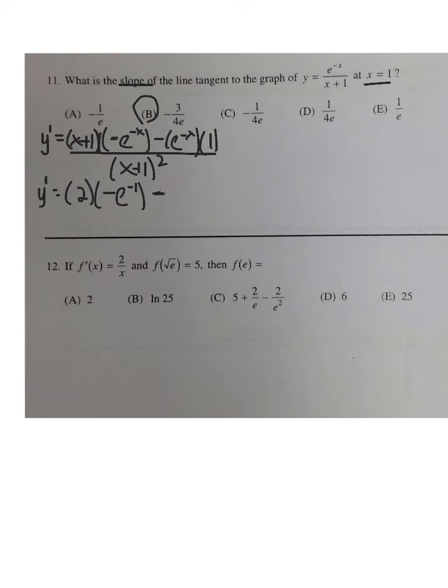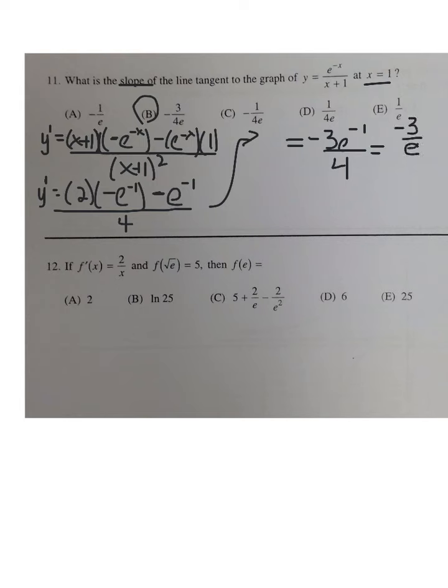And then this is going to be minus e to the negative first power. And all of that is going to be over 1 plus 1 squared, which is going to be 4. Okay, so you should see that this is negative 2e to the negative first, and this is negative 1e to the negative first. Those are like terms. So I'm going to combine those over here. Okay, and I am going to get negative 3e to the negative first power, and that whole thing is over 4, which is the same as negative 3 over e.